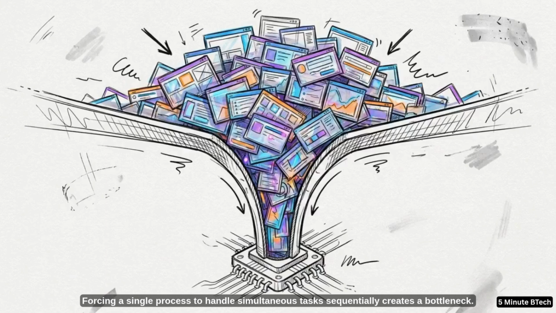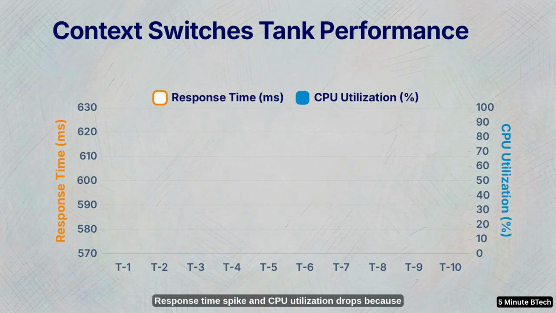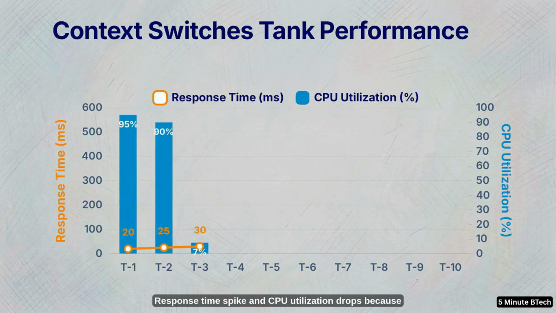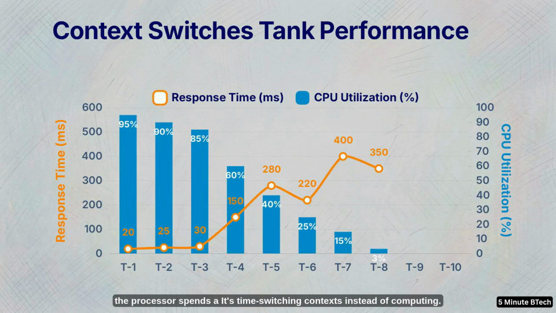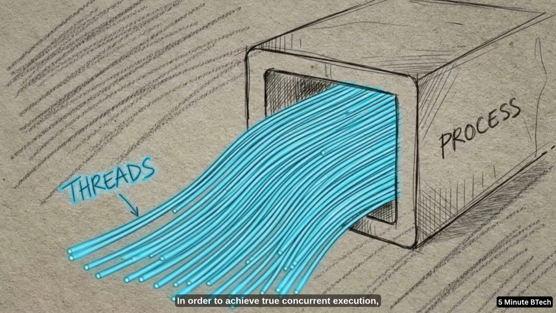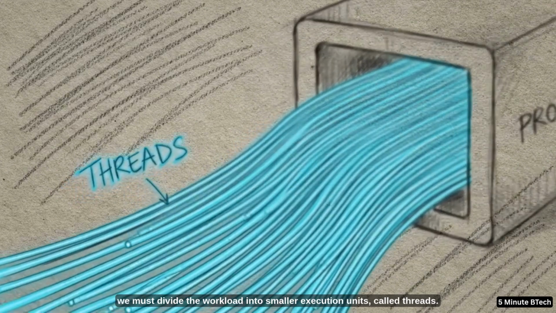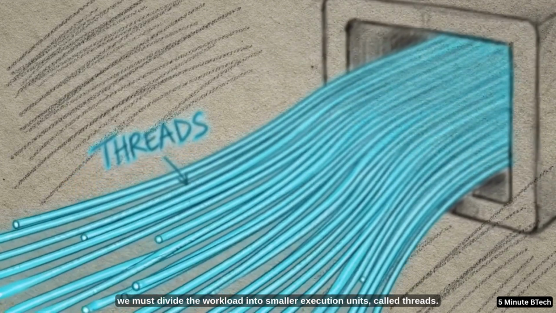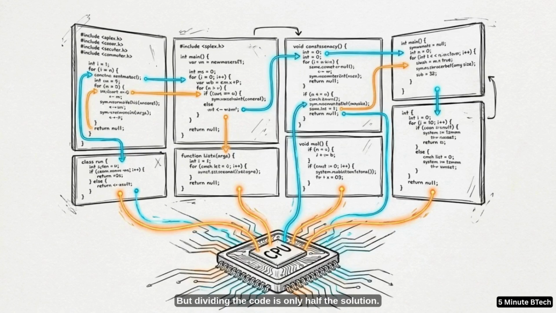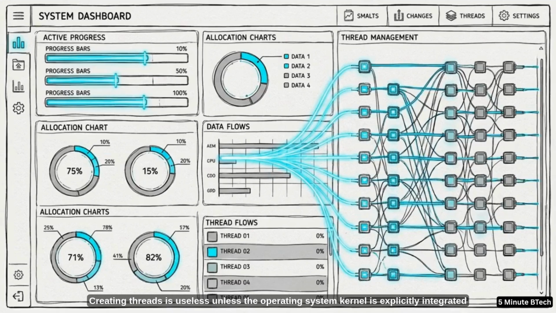Forcing a single process to handle simultaneous tasks sequentially creates a bottleneck. Response times spike and CPU utilization drops because the processor spends its time switching contexts instead of computing. In order to achieve true concurrent execution, we must divide the workload into smaller execution units called threads. But dividing the code is only half the solution. Creating threads is useless unless the operating system kernel is explicitly integrated to manage them.